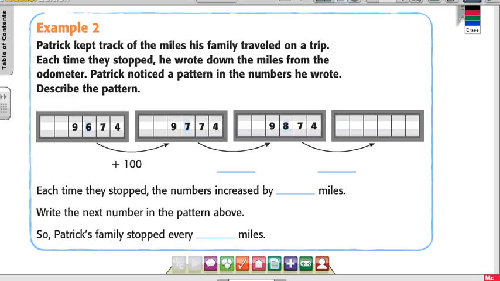The second example, it says Patrick kept track of the miles his family traveled on a trip. Each time they stopped, he wrote down the miles from the odometer. Patrick noticed a pattern in the numbers he wrote. So, which place value is always changing? The hundreds. So it looks like he's adding how much every time? 100. So he added 100 here. He added 100 here. So which is the next number?